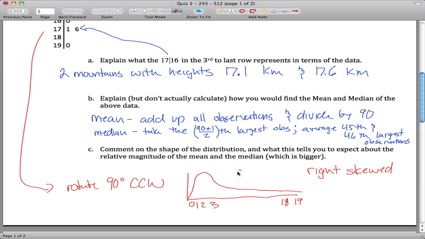So the distribution is right skewed, so I expect the mean to be bigger than the median. Think about it like they both start out at the same spot, but you add in a few observations way out here in this tail, some really tall mountains, and that's going to affect the mean more than the median. It's going to drag the mean up a lot, but the median only up a tiny bit, so the mean will end up bigger than the median.